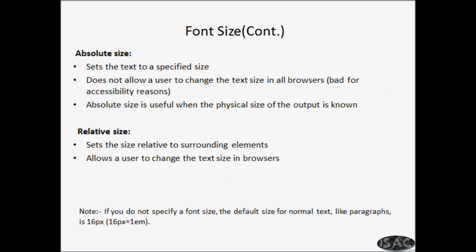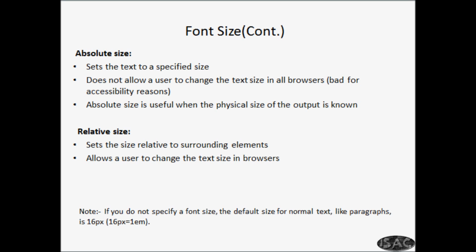So font size, absolute size. Set the text to a specified size, okay? It does not allow a user to change the text size in all browsers. So it is bad for accessibility reasons, right? Absolute size is useful when the physical size of the output is known. Relative size sets the size relative to surrounding elements. So according to the size other elements have, it will take from that. It allows the user to change the text size in the browser.